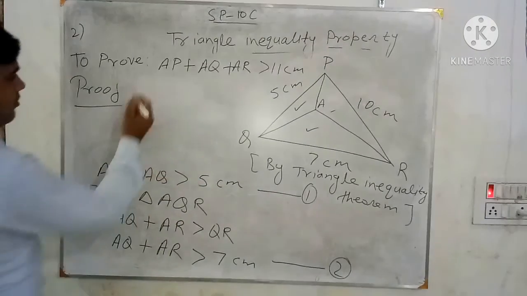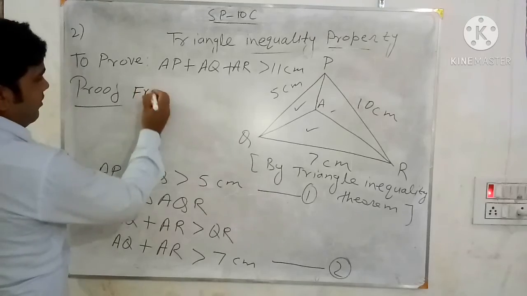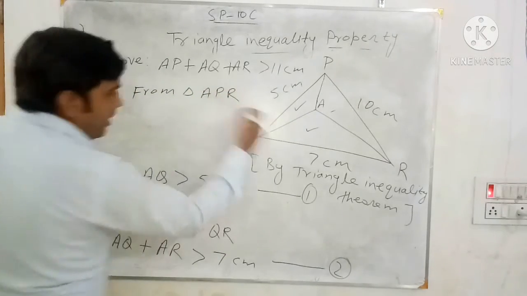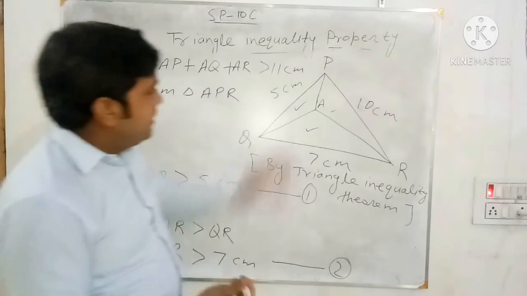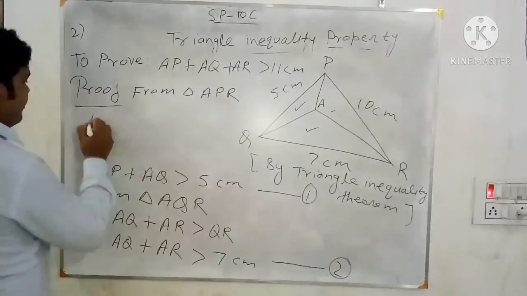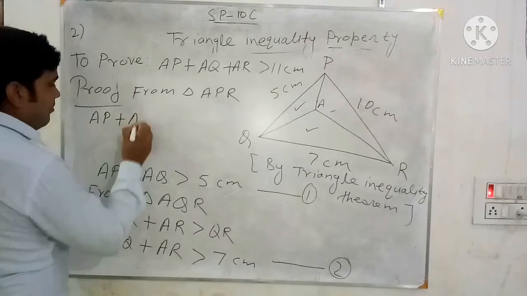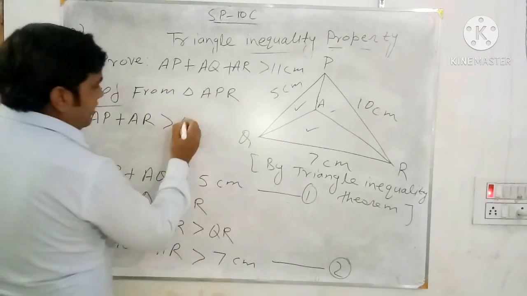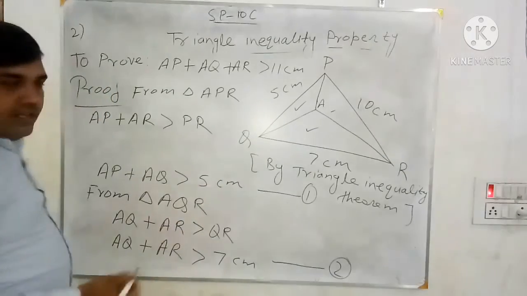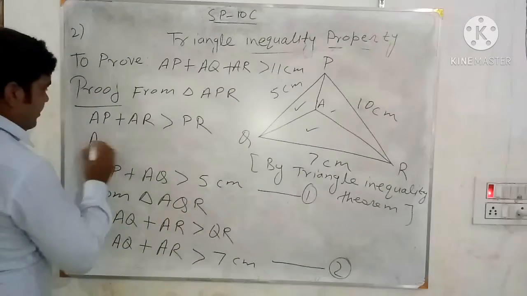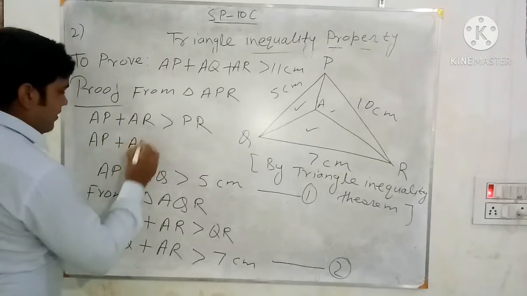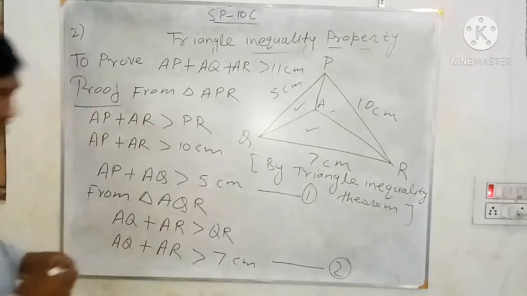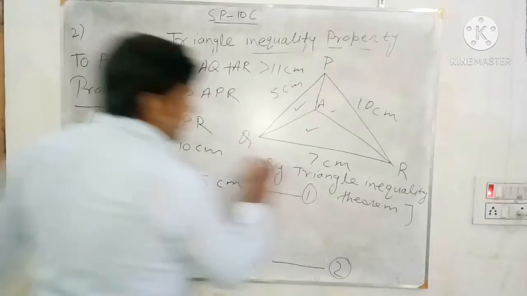Now see, from triangle APR, again we write by triangle inequality AP plus AR. What equation do we get? AP plus AR is greater than the third side PR. Again, the length of PR is what? AP plus AR is greater than 10 centimeter. So we got equation 3. What we write? Equation number 3.